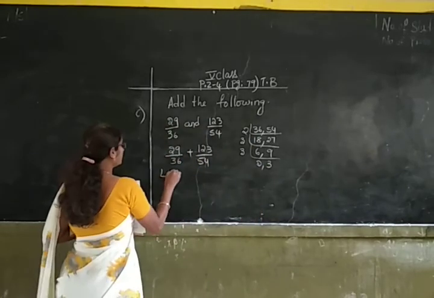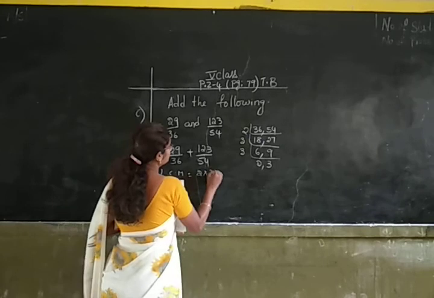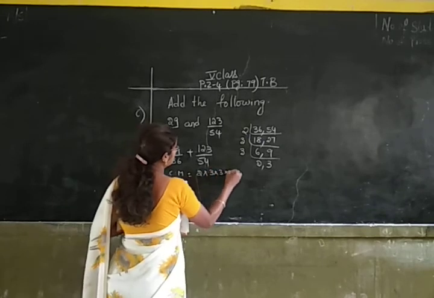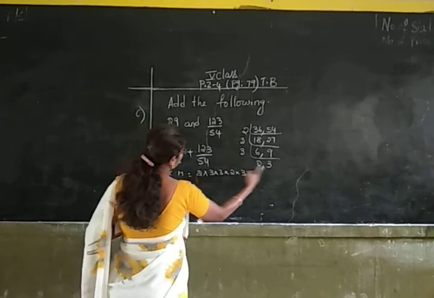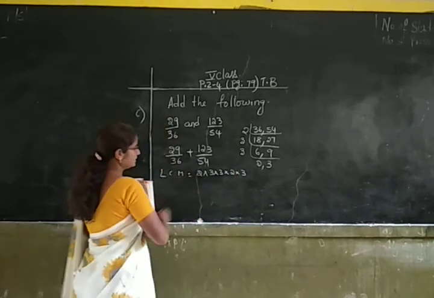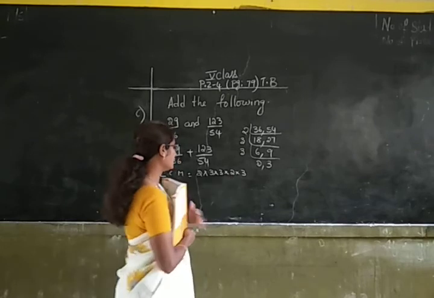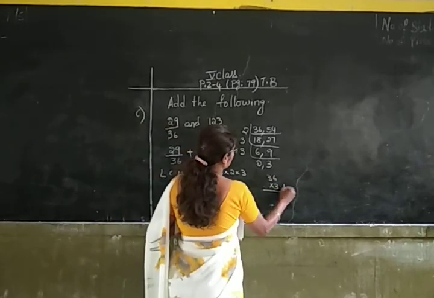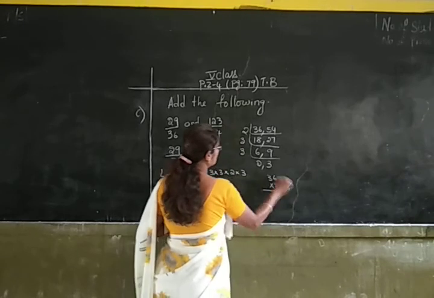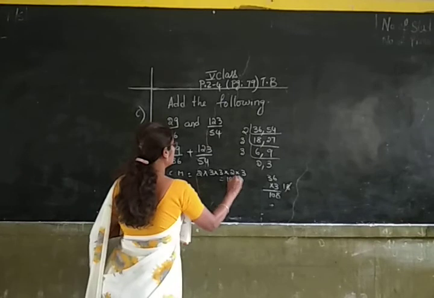Here the LCM is equal to 2 into 3 into 3 into 2 into 3. 2 3s are 6. 6 3s are 18. 18 2s are 36. 36 3s are 108. So here the LCM is 108.